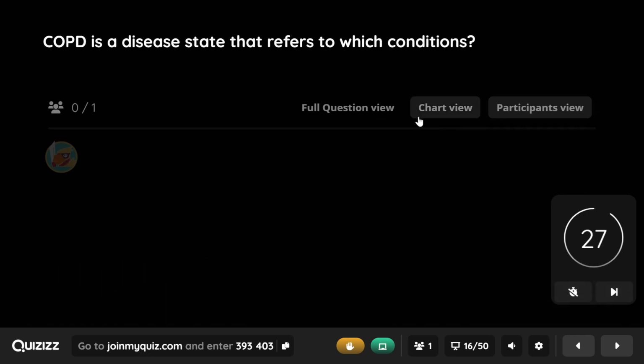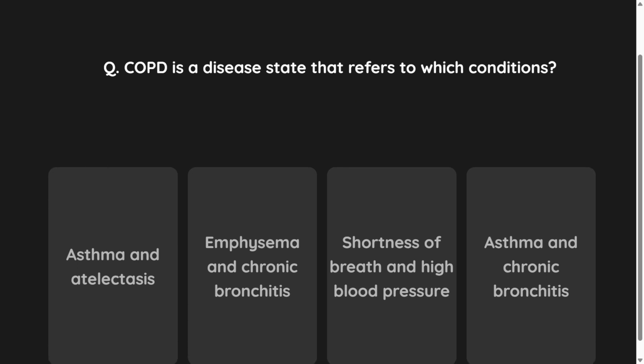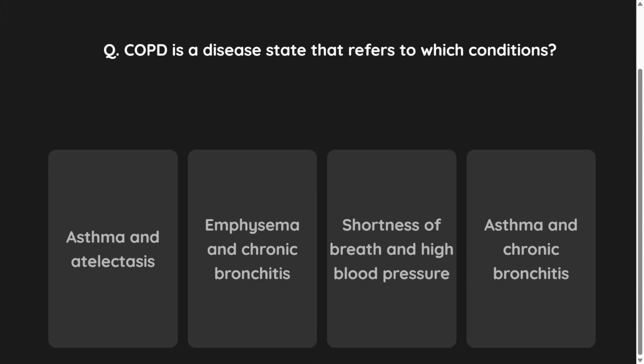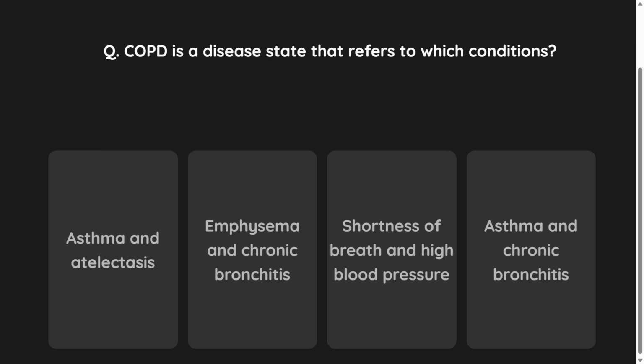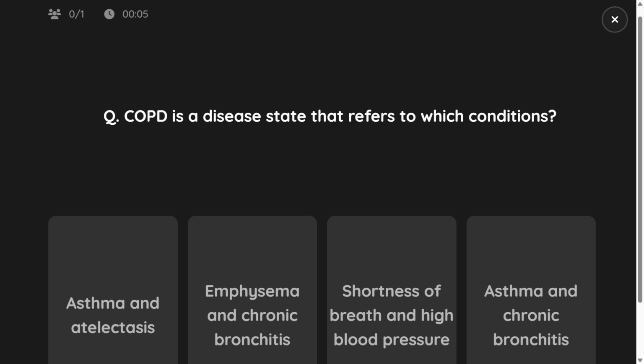COPD is a disease state that refers to which condition? Is COPD asthma and atelectasis? Is it emphysema and chronic bronchitis? Is it shortness of breath and high blood pressure? Or is it asthma and chronic bronchitis? What is COPD? 5 more seconds. Give you a little bit of time to think about it.